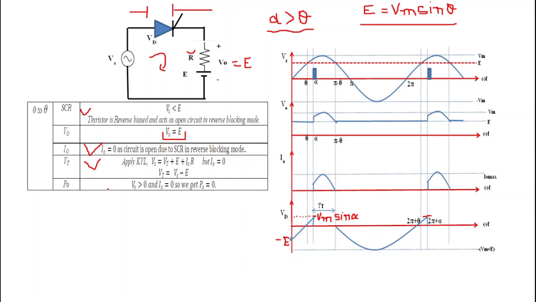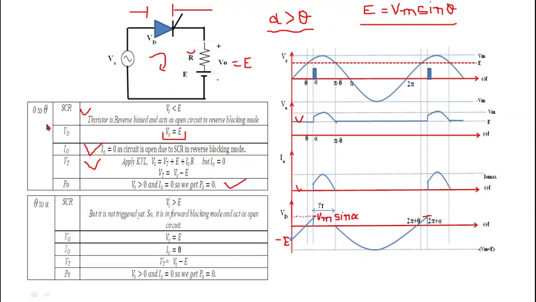And what is the output power P0? Here we can clearly see that I0 is equal to 0 and V0 is greater than 0. So P0, the product of V0 into I0, will be 0. That's why P0 is equal to 0 from 0 to theta.